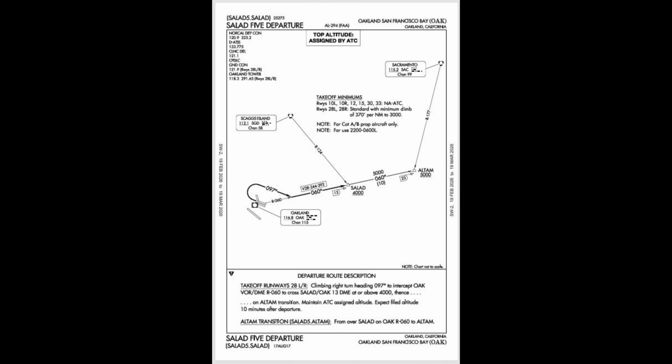Continuing outbound, Altam is located 23 DME from the Oakland VOR. Altam is defined by the intersection of the Oakland 060 radial and the Sacramento VOR 177 radial. Where those two radials intersect, that point is Altam. By identifying two radials from different VORs, we can precisely determine each intersection along the departure.